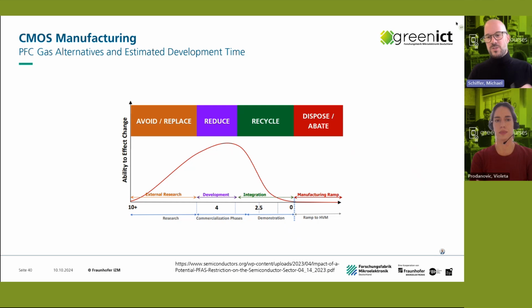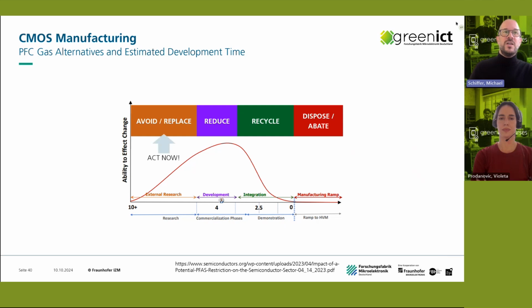Usually when you want to introduce alternative gases, you need quite a long and intensive time for the research that could be more than 10 years to avoid or to replace some material. And then from the development, integration, and then really a manufacturing ramp up, there you have the ability to effect change. So really here in the development phase, it's a very, very crucial phase for that. However, there are not very many candidates that can be used instead of certain gases.